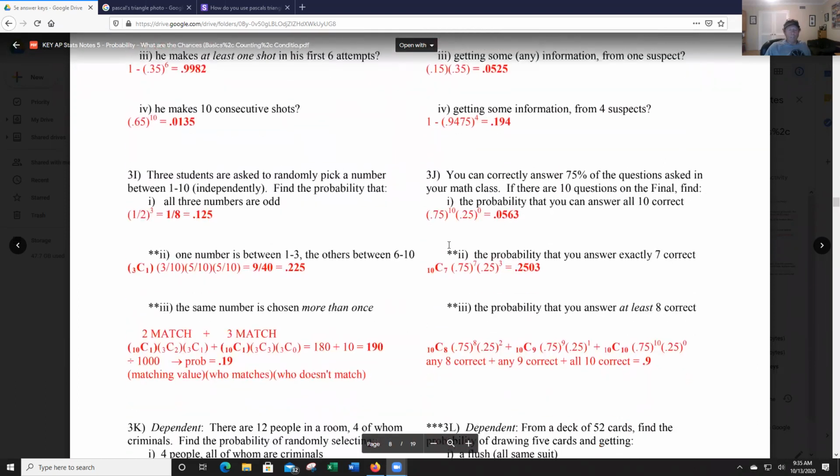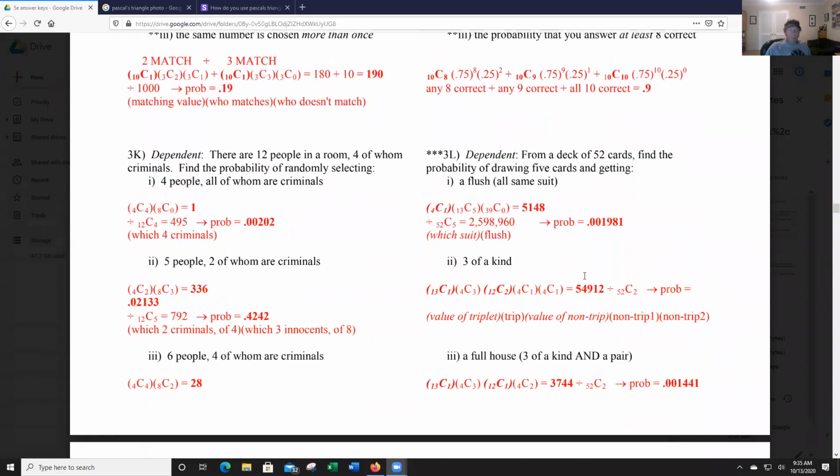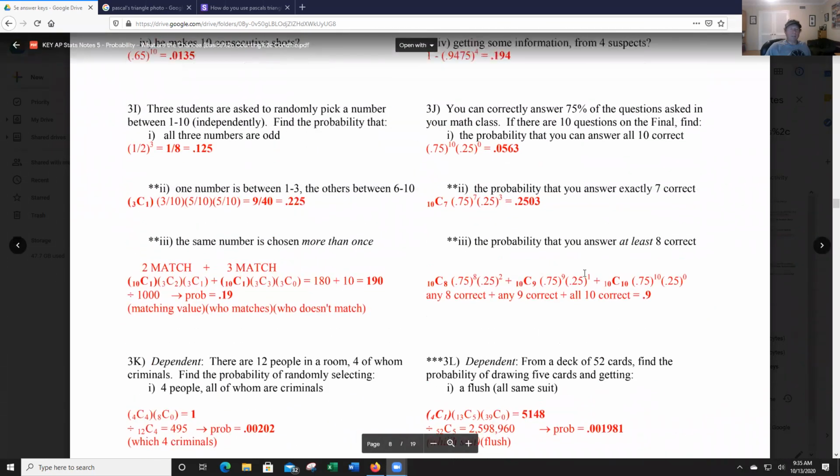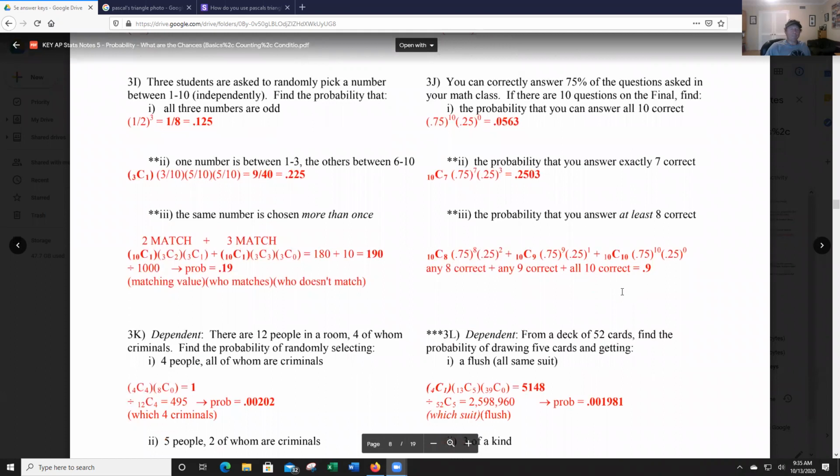All right, last ones here. And I'm going to cut some of these off because there are so many of these. So 3I, and again, I'm not going to do every single one of these. 3 students are asked to randomly pick a number between 1 and 10. Find the probability that all 3 numbers are odd. No problem. All 3 numbers are odd. Easy, right there.